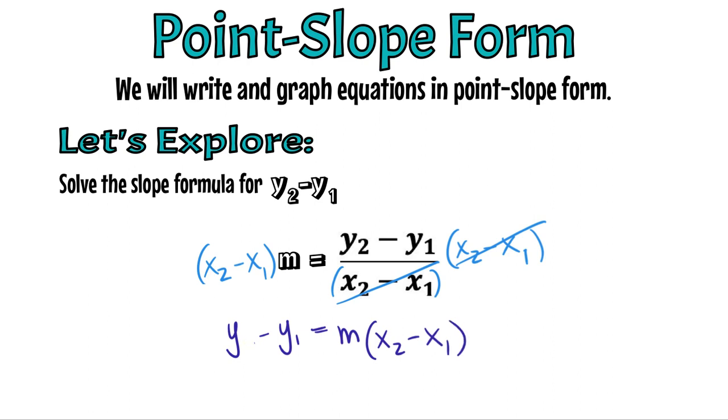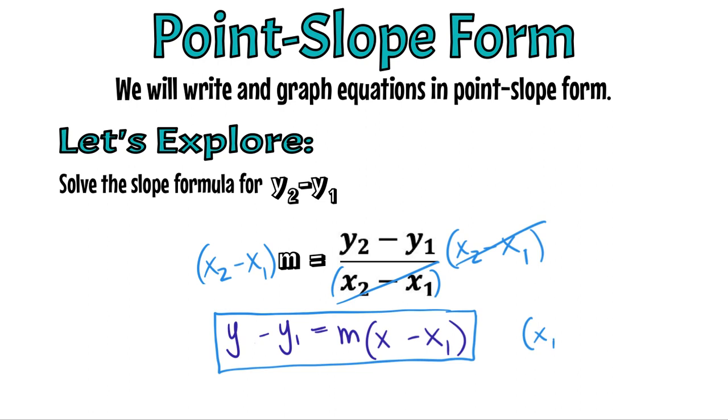Now, if we erase our sub 2's, this gives us our point slope form of our equation. So y minus y1 equals m times x minus x1 for some arbitrary point x1, comma y1.